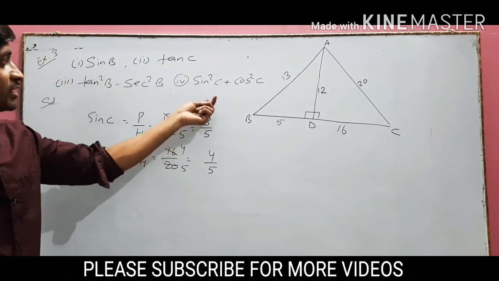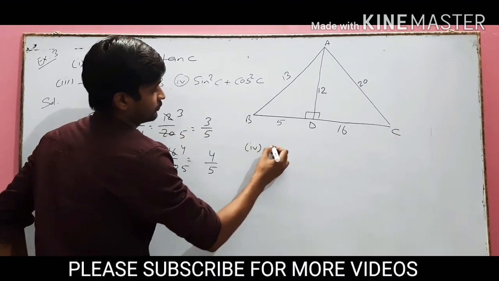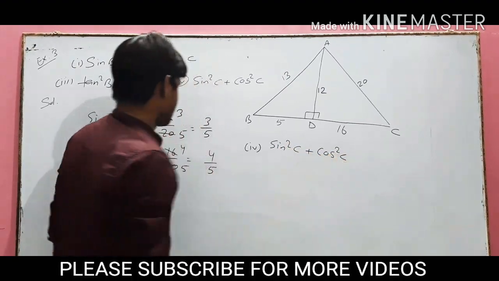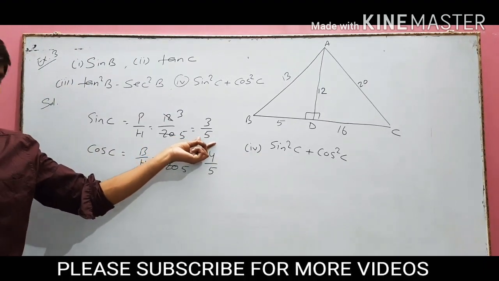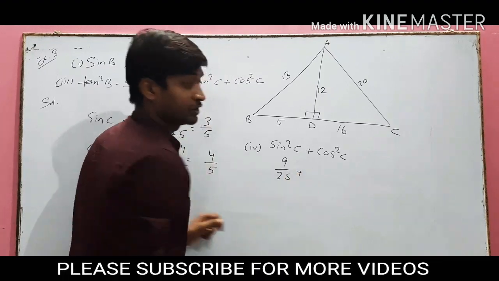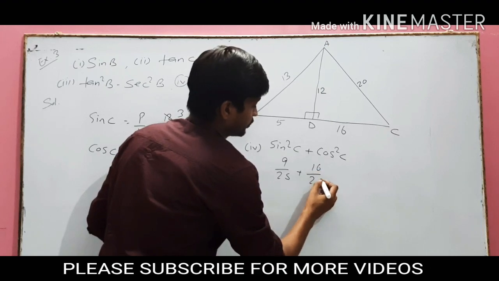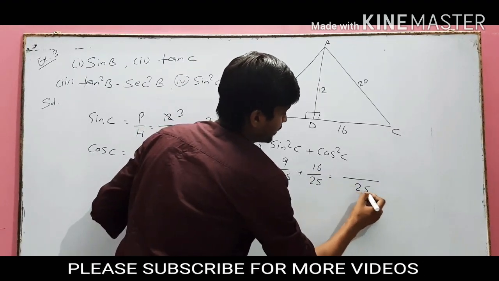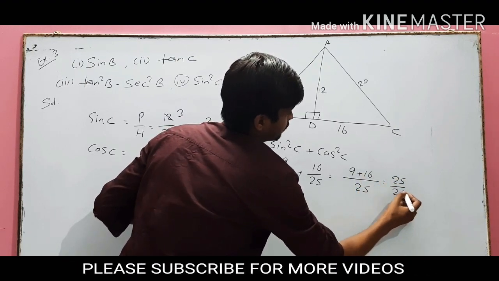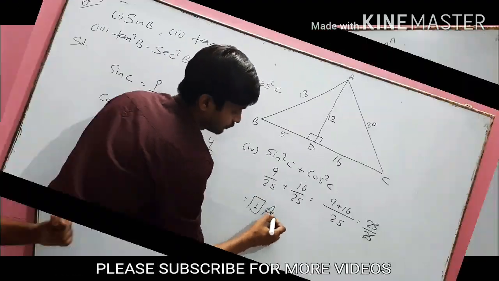See, what is the fourth part? Sine square C plus cos square C. So right here, sine square C plus cos square C. See, sine square C. What is sine? Sine is 3 by 5 and square of that is 9 by 25. And what is cos square? Cos is this 4 by 5 and square of that is 16 by 25. Now we have to take LCM. This will be 25 by 25. Both cancel out. We will get the answer is 1. So this is the answer of the fourth part.